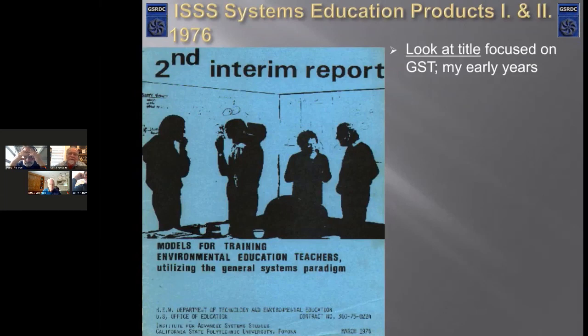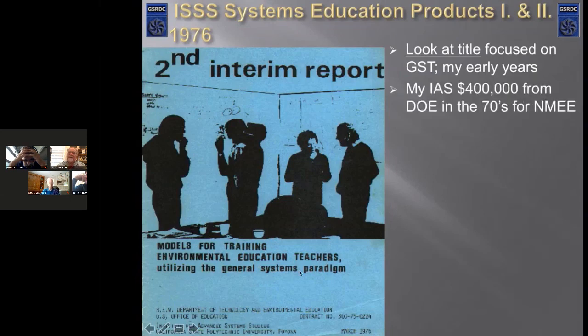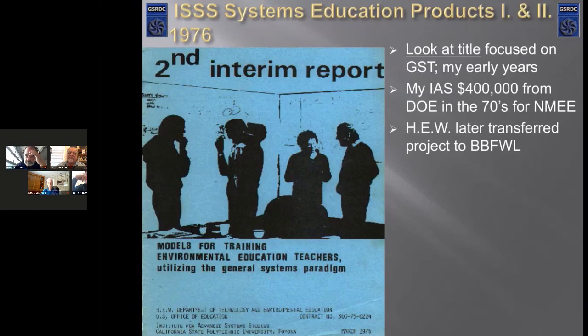Look at the title. It's focused on general systems theory, and it was my early years, and this is us discussing things here. Models for training environmental education teachers utilizing the general systems paradigm. I actually got funding for this of $400,000 from the Department of Education in the 70s to make a national model for environmental education. But in the end, they didn't like the general systems approach that I was using.